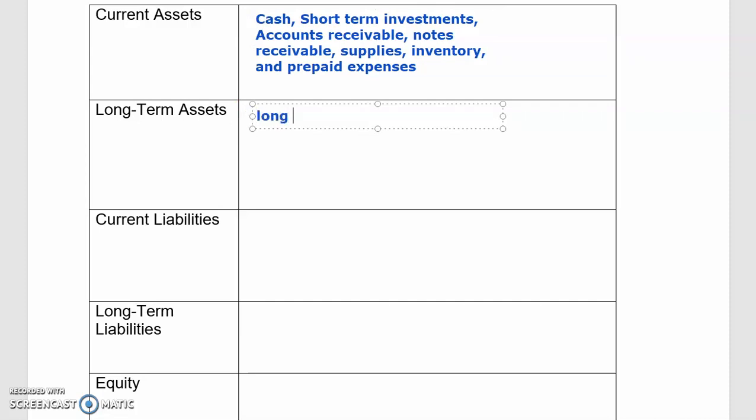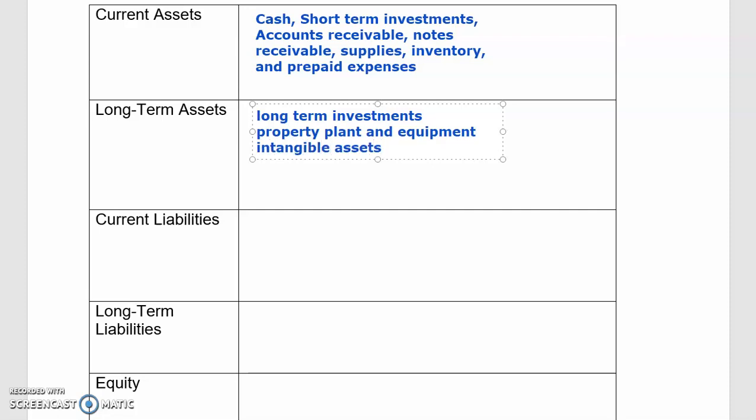So our main categories in this area include long-term investments, property, plant, and equipment, as well as intangible assets. We need to add up our current and long-term assets to arrive at our total assets. Then we get to our next category, which will be our current liabilities.